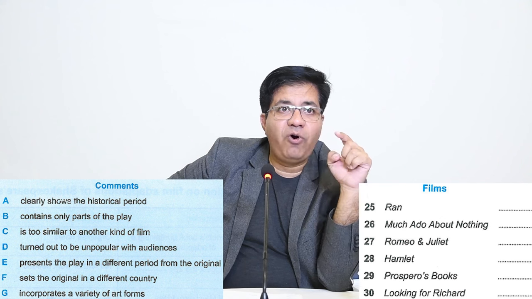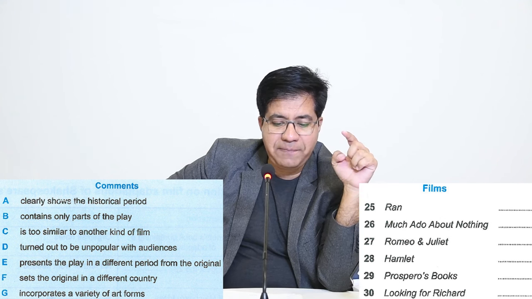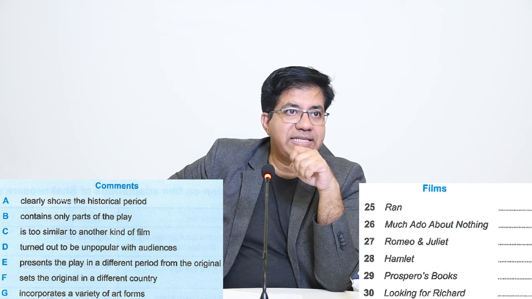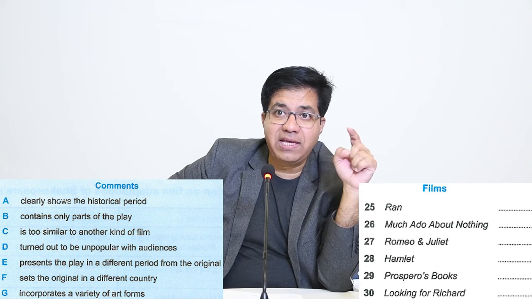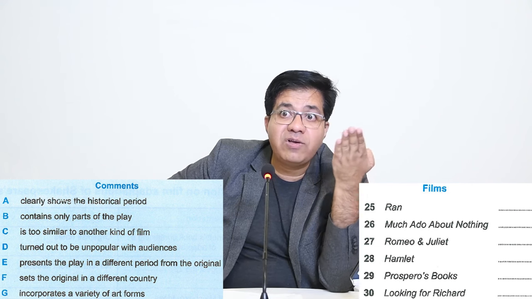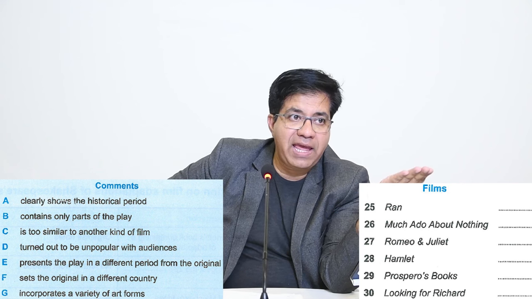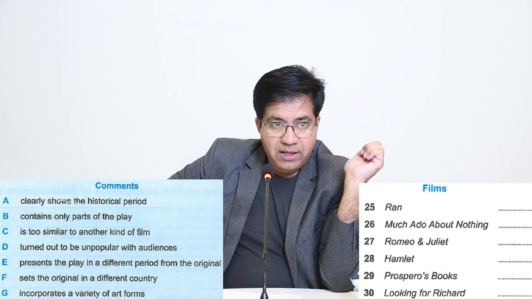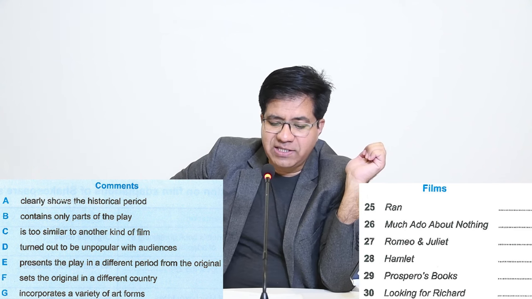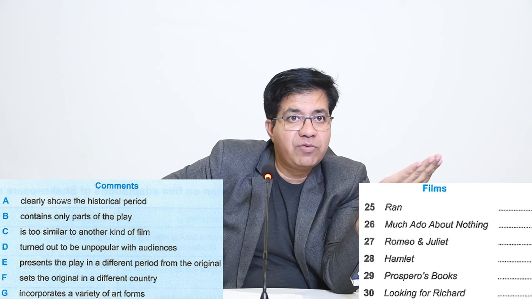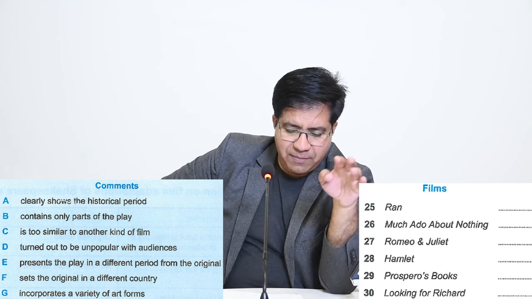How life was like at the time of the play? Option A. Yes, exactly. So option A clearly shows the historical period. How life was like at the time of the play clearly shows the historical period. Why not E? Okay, E is presents the play in a different period from the original. They didn't mention a period different from the original. It will come. Don't worry. E will come as well.